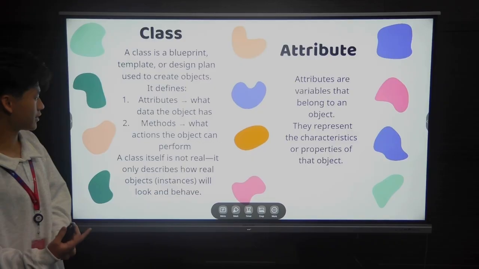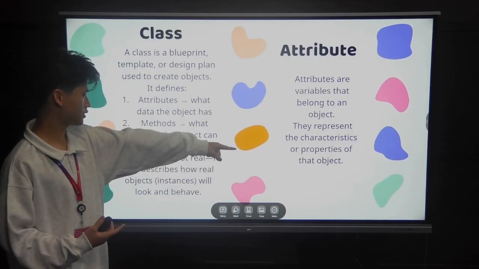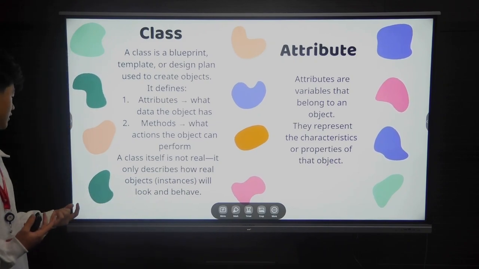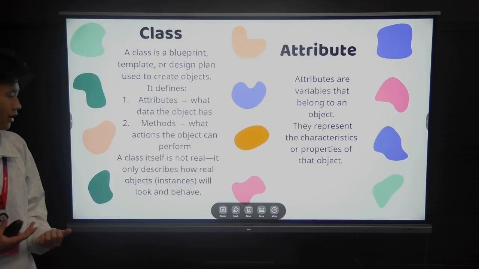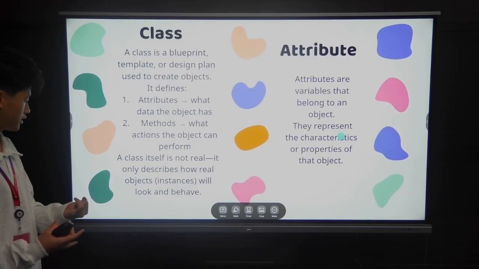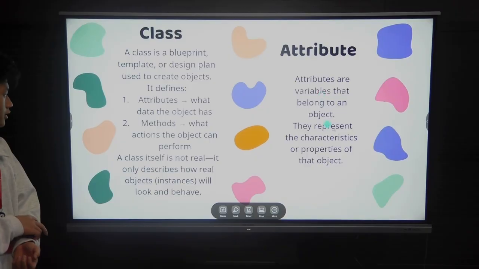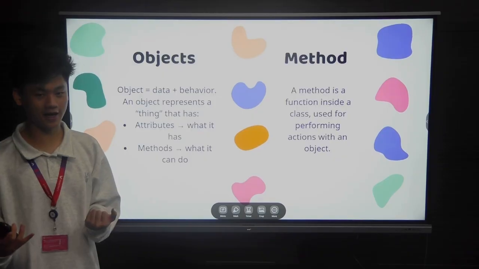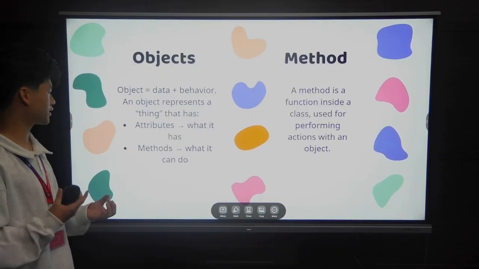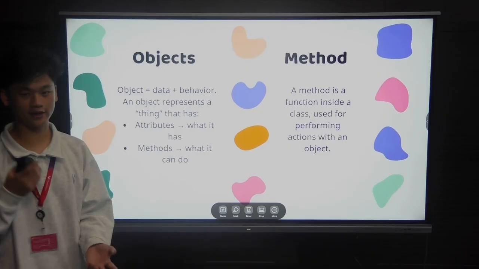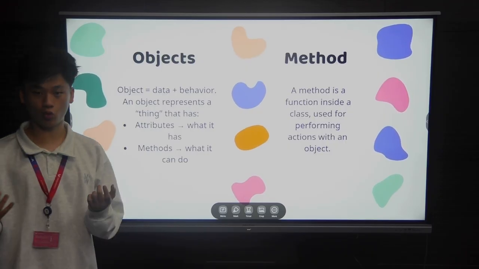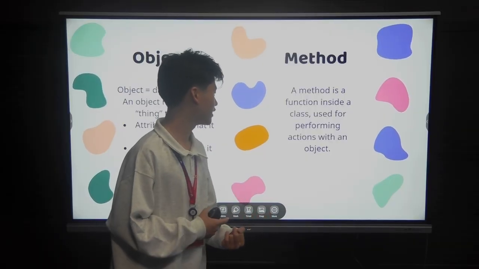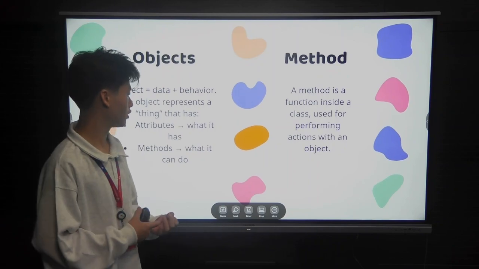Attributes are variables that belong to an object. They present the character as properties of that object. And one more thing, a class itself is not real. It only describes how a real object, meaning the instance, will look and behave. An object means data plus behavior. An object represents things that have attributes, what it has, and methods, what it can do. Methods: a method is a function inside a class. It's used for performing actions with an object.